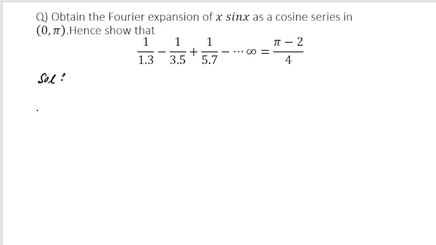So solution. I think red ink looks better. Basically I want to write it as a cosine series. So when do you get the cosine series? When you extend the function in such a way that it is an even function in the interval minus pi to pi. Here the half interval is given, that is 0 to pi. We have to make it a full interval, that is minus pi to pi. And how? By extending the function by taking its reflection along y-axis. So what I am doing, I am just writing it.